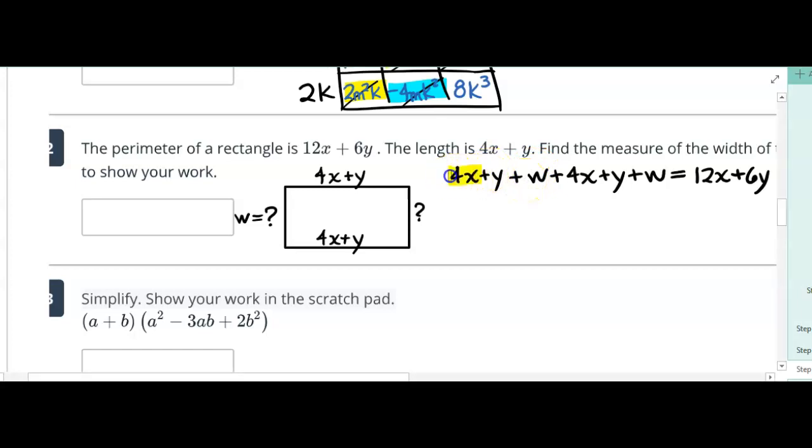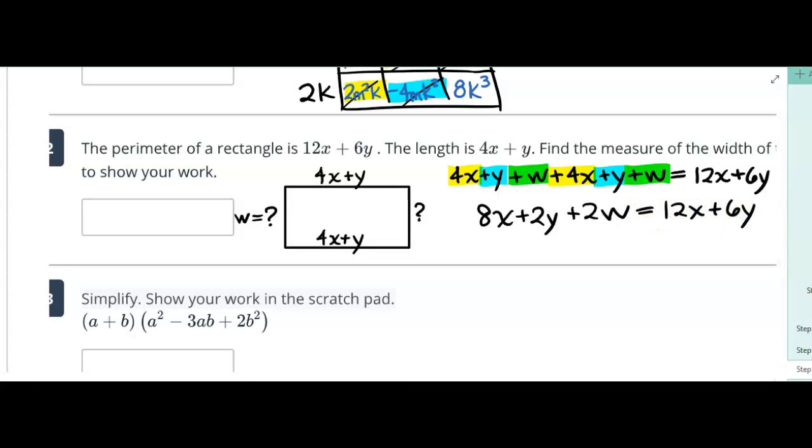All right, on the left I have 8x, I have 2y, and I have 2w. Remember, we're trying to find w. We want to know the width. Find the measure of the width.